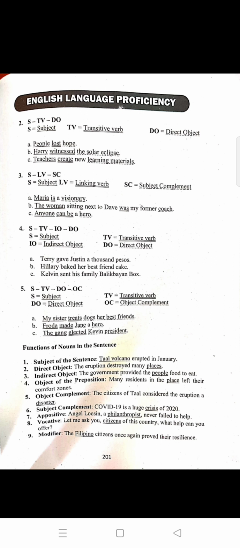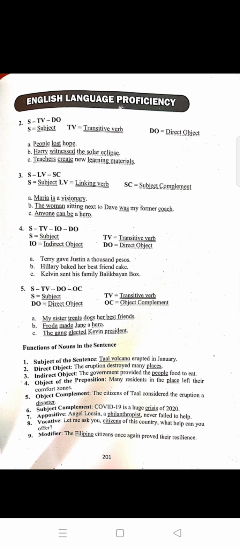Next is object of the preposition. Try to look at the sentence: Many residents in the place left their comfort zones. In the place is your prepositional phrase, and place is included in your prepositional phrase in the place. Therefore, place is an object of the preposition because it's a component of your prepositional phrase in the place.